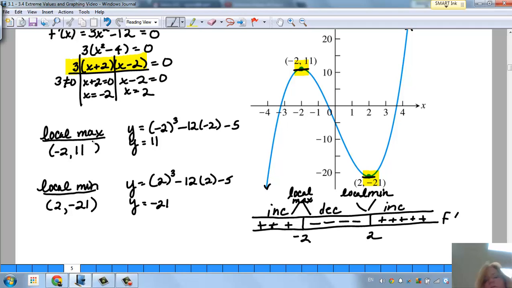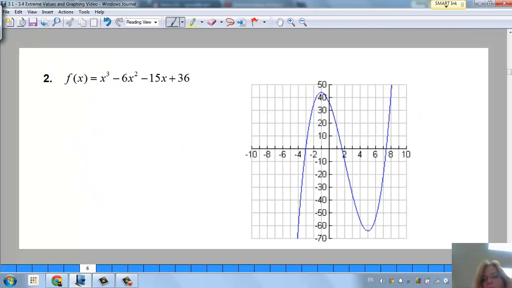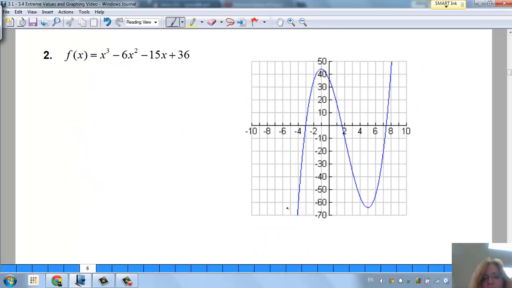You don't use global unless you have a closed interval. Okay, so there's one. All right, let's try another one. So now I have this graph here already done. It does not have any closed intervals, so it has arrows here. That's important. I want to find my critical points.